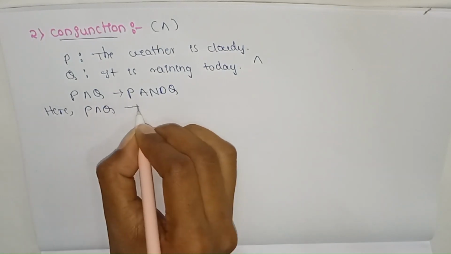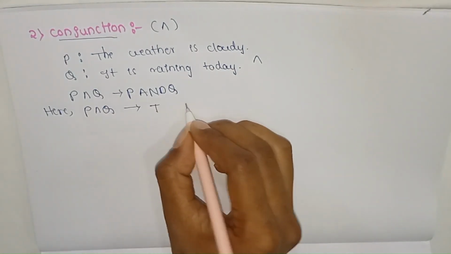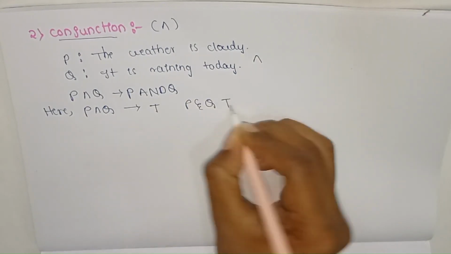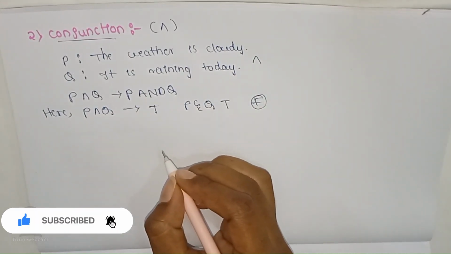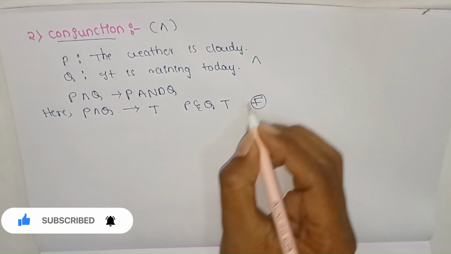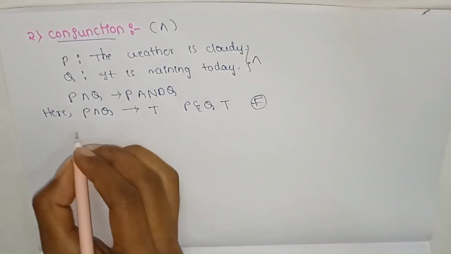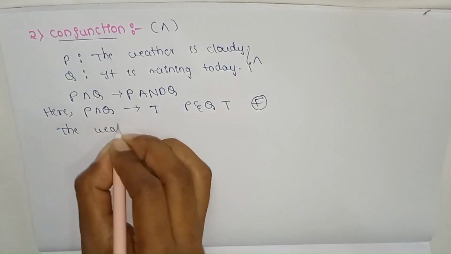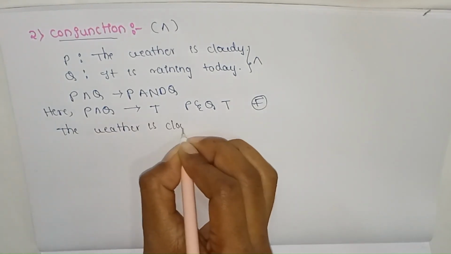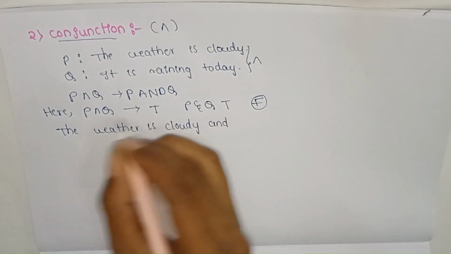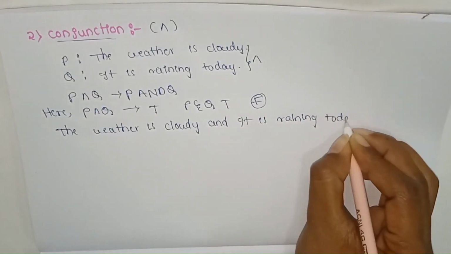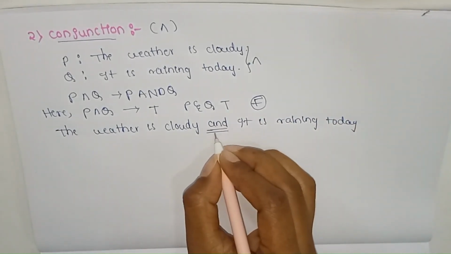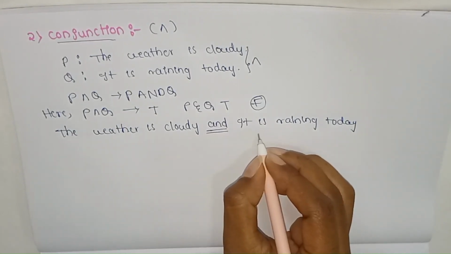P and Q returns true when P and Q both are true. Otherwise, it returns false. Now, let us apply the AND operation to these two statements. It means the weather is cloudy and it is raining today. The AND operation is used to connect these two statements. Let us see the truth table for this conjunction.